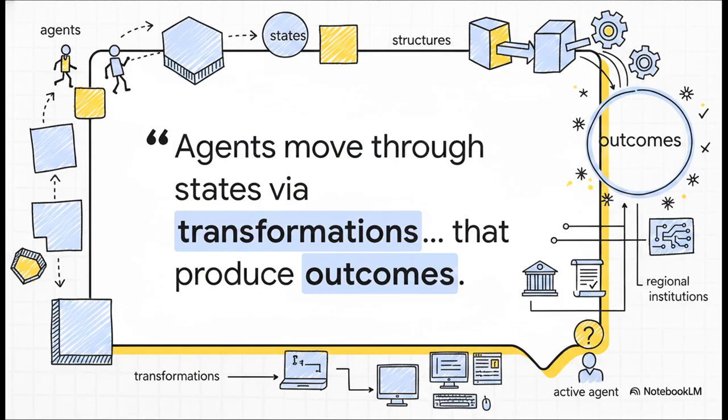It says, agents move through states via transformations, while functions are organized into structures and governed by controls that produce outcomes. This is so fascinating because it perfectly translates sociology into computing. It means our regional institutions, our courts, our registries, they're functioning purely on algorithmic logic. And we, the active agents, are simply the operating subjects trying to navigate those rigidly governed structures.